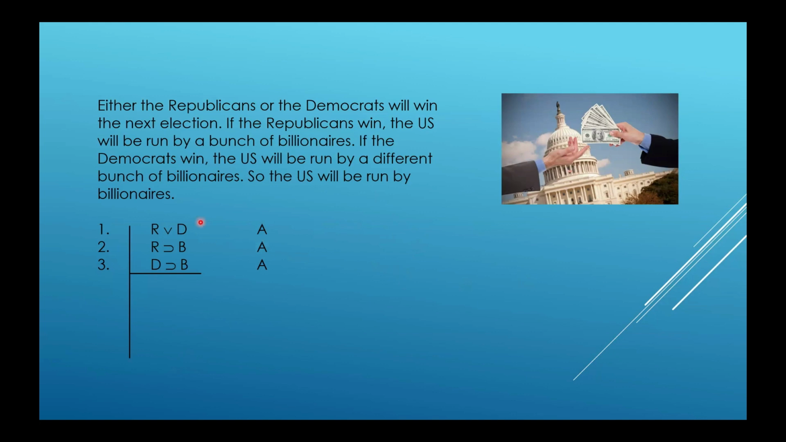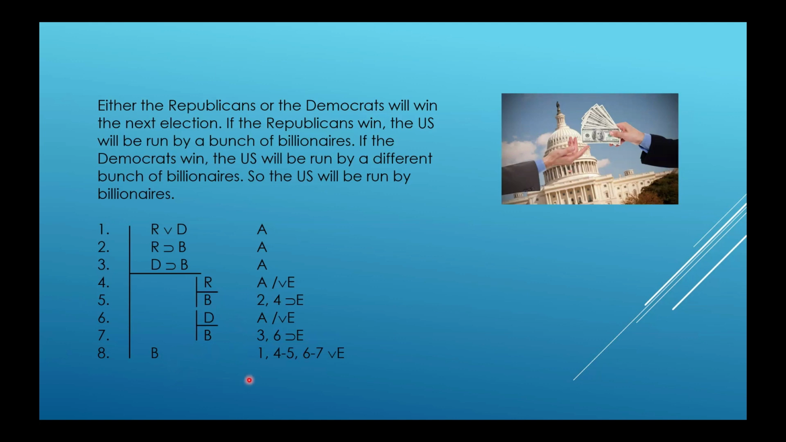And here's the derivation. These are our three premises. We start with our first subderivation. We assume that the Republicans win the next US election. And then by conditional elimination, we conclude that the US is run by a bunch of billionaires. In the next subderivation, we suppose that the Democrats win the next US election. Then by conditional elimination again, we conclude that the US is run by a bunch of billionaires. Then by disjunction elimination, we conclude that the US will be run by a bunch of billionaires.